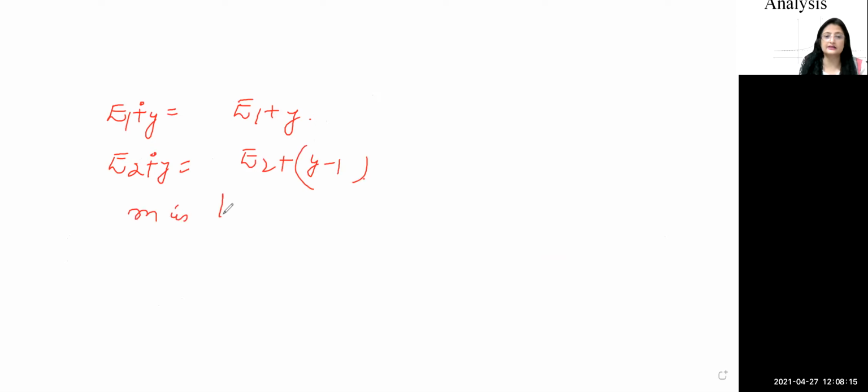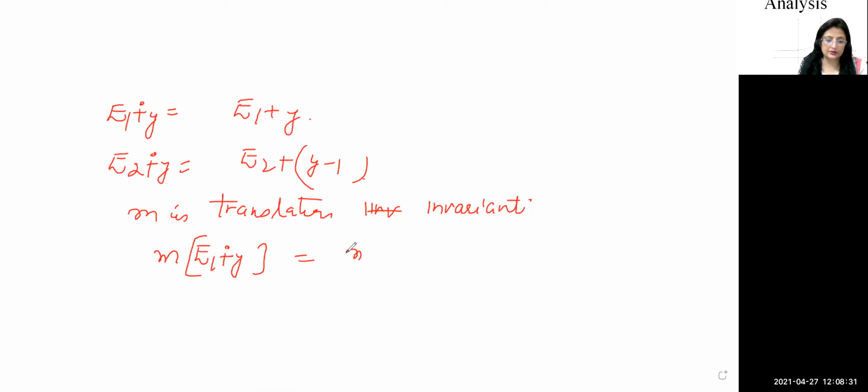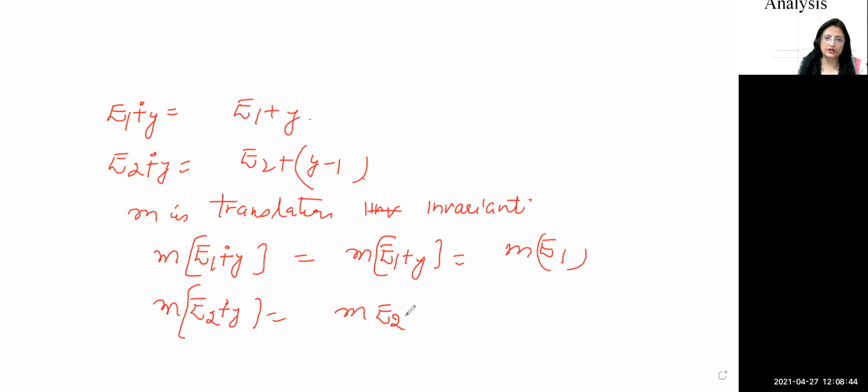अब m is translation invariant, we have already proved in the previous theorem it is translation invariant. It implies measure of the translate modulo of e1 is equal to measure of e1 plus y, and this is equal to measure of e1. Similarly, measure of the translate modulo will be equal to measure of e2 plus y minus 1, which is equal, जितना मर्जी ट्रांसलेशन हो जाए आपका आंसर एग्जैक्ट रहेगा दोनों का, measure of e2.